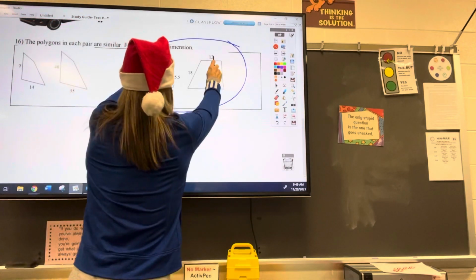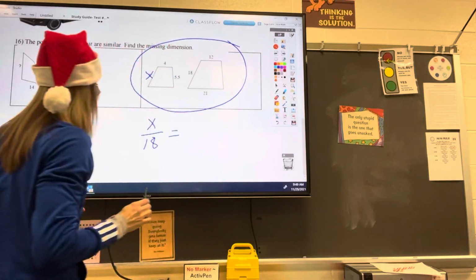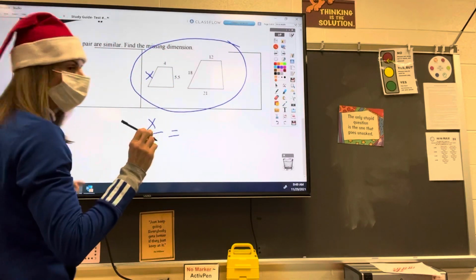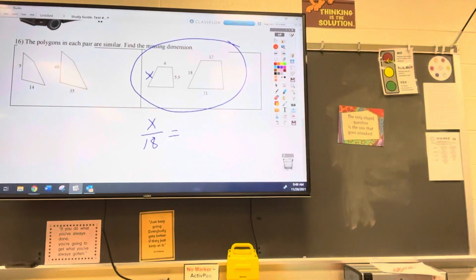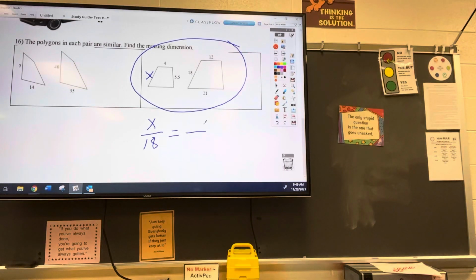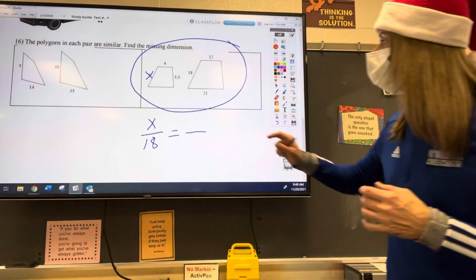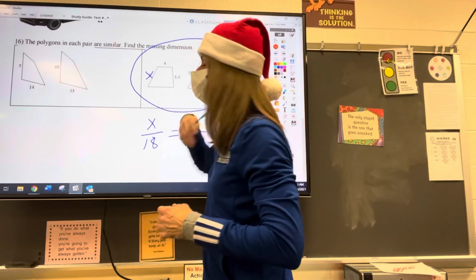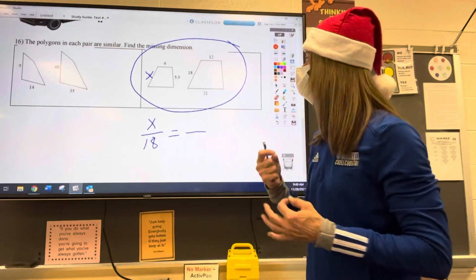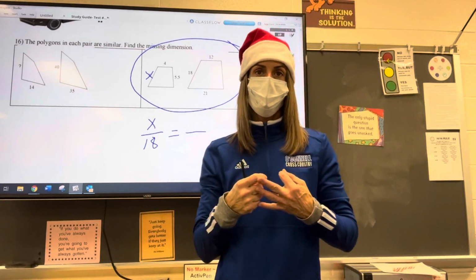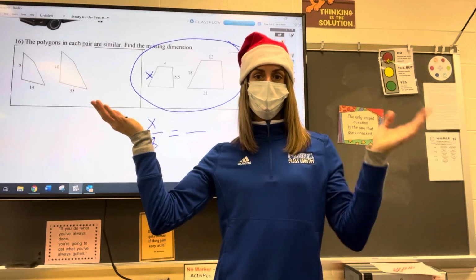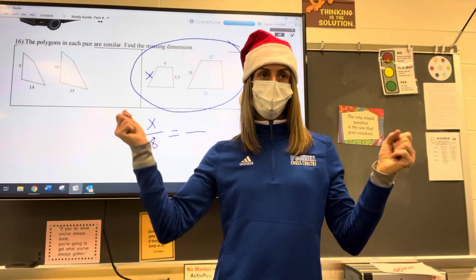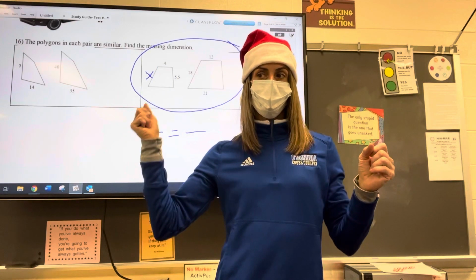But we have this 4 and this 12. We have to be careful about where we put those numbers on either side of our proportion, because we decided to put the x over the 18. So what are we going to do with the 4 and the 12 then? Since we put the x over the 18, which one's going to go in the numerator, the x or the 12?